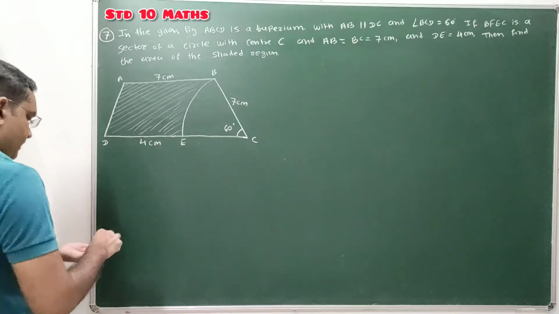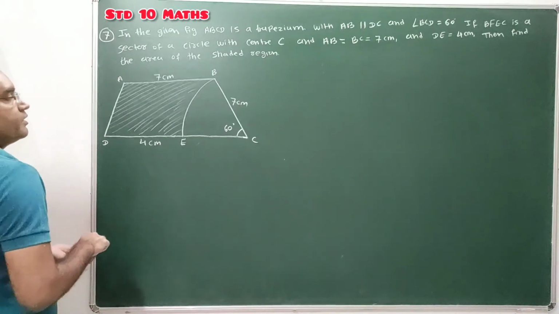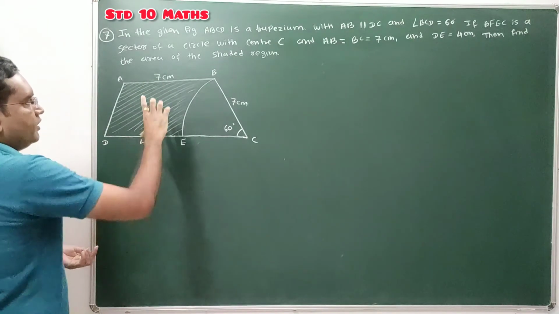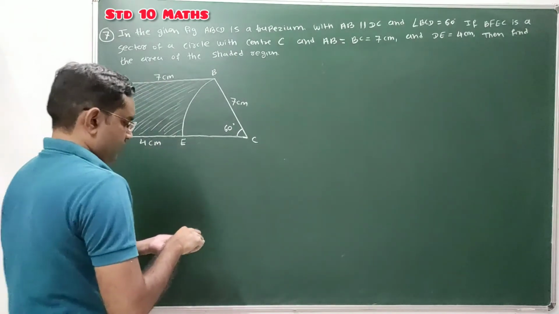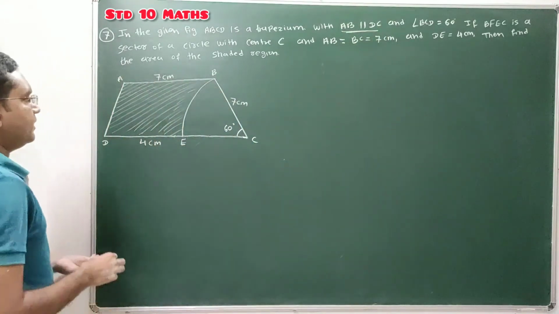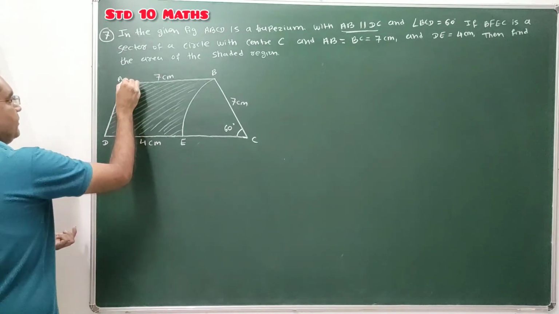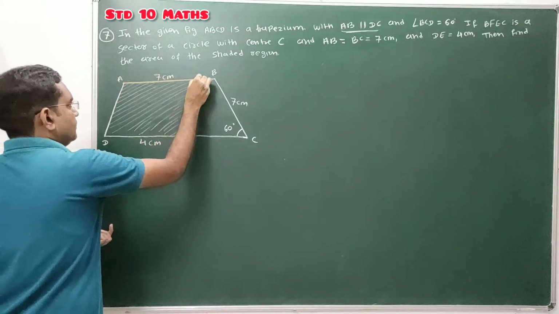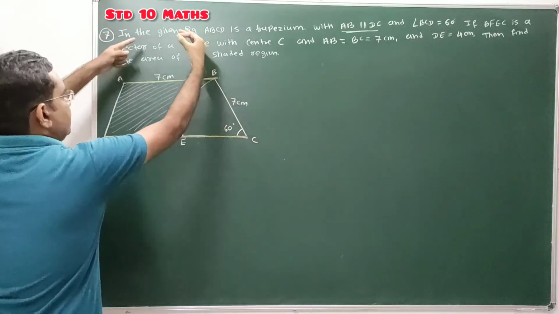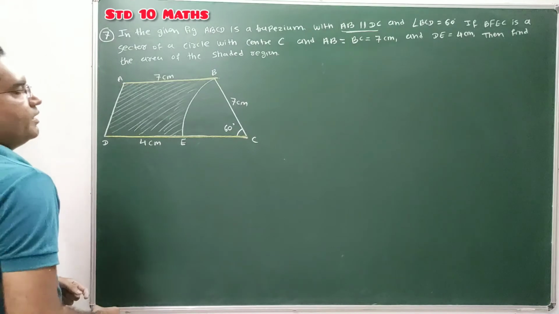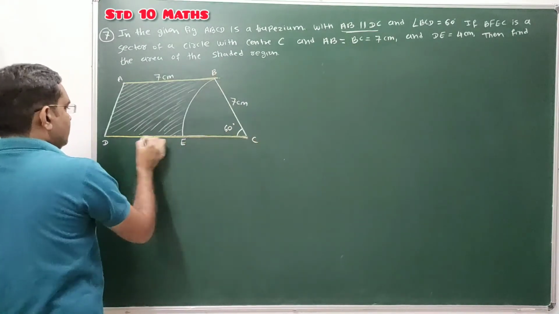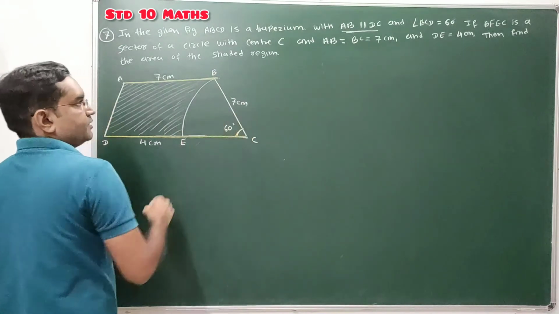Trapezium. ABCD is the trapezium. What is trapezium? Trapezium is the quadrilateral in which only one pair of opposite sides is parallel, and that pair of opposite sides is AB and DC. So here side AB and side DC are parallel to each other. The remaining two sides intersect each other if we extend. And the measure of angle BCD, this angle, is 60 degrees.